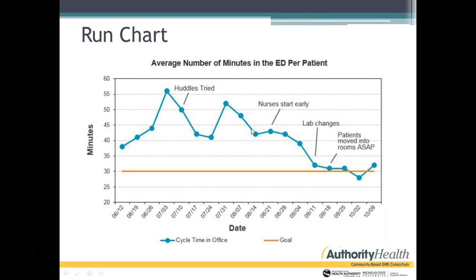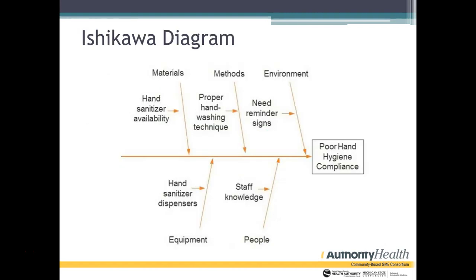So this is an example of a run chart showing the trends over time. You can see where your goal is and if you've reached it or not. And we'll talk a lot more about the details of the run chart because it's important to understand that.